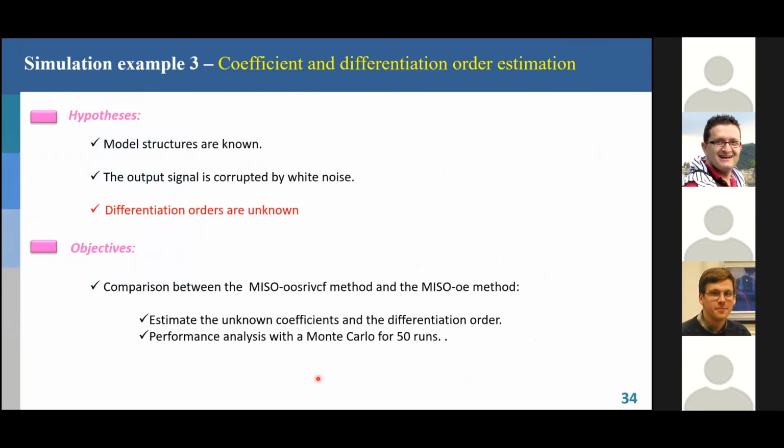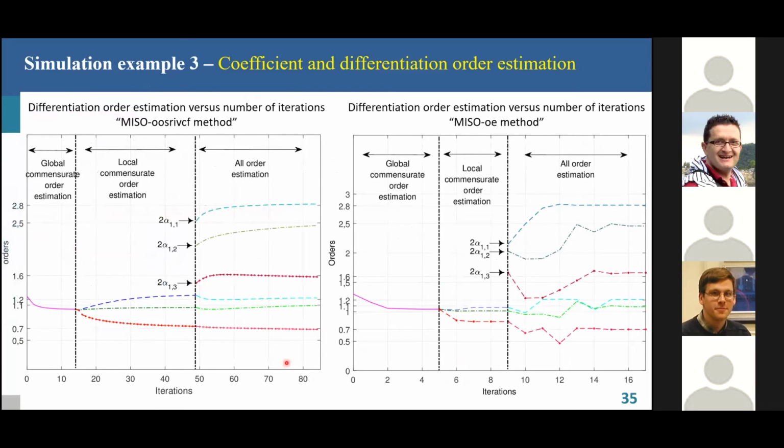Here our model structure are known, and the output signal is corrupted by white noise, and differential order are unknown. So we're gonna present a comparison between the two methods, and we're gonna estimate the unknown coefficient with the differential orders. Here we can see that for both methods, we're gonna estimate a global commensurate order, which is converge to the same value for the two methods.